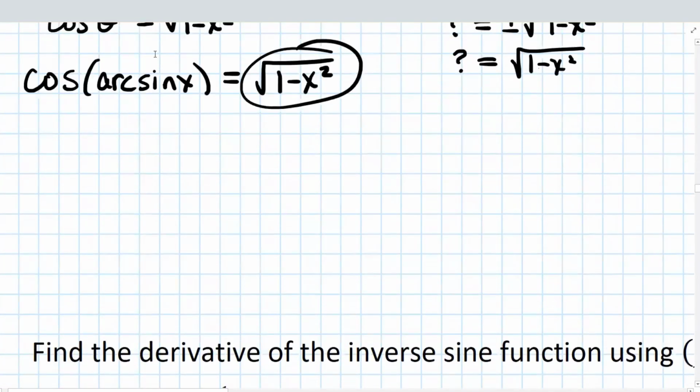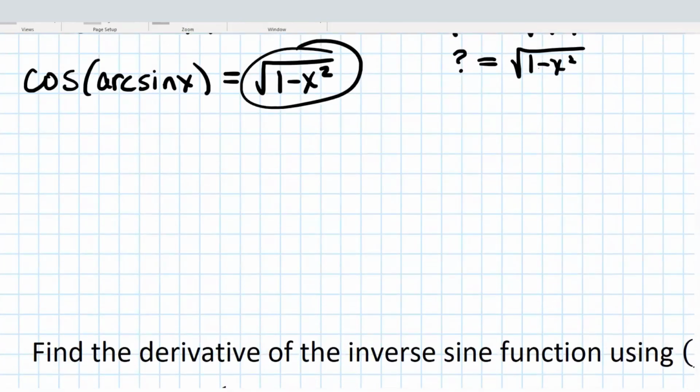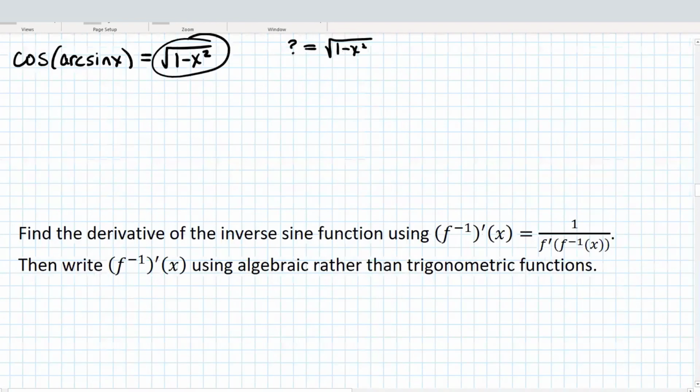What we're mostly interested in though today, remember, was derivatives of inverse functions. Okay, so now that we've done all of that review, now we're going to apply these ideas to finding the derivative of the inverse sine. And that's what we're going to do in the next video.